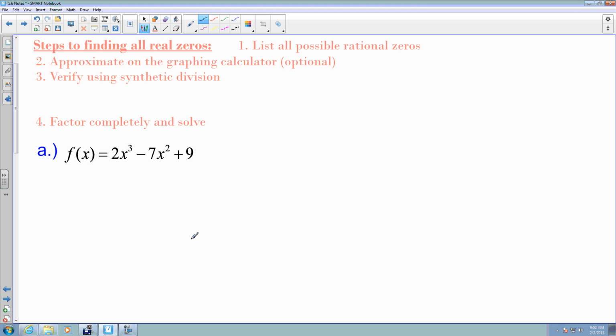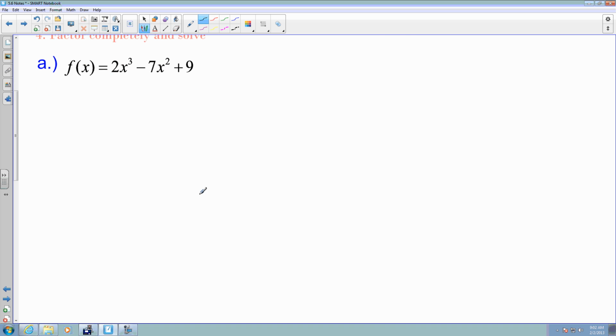So here's what we're going to do. I have 2x to the third minus 7x squared plus 9. So the first thing I want to do is make a list of all the possible rational zeros using the rational zeros theorem.